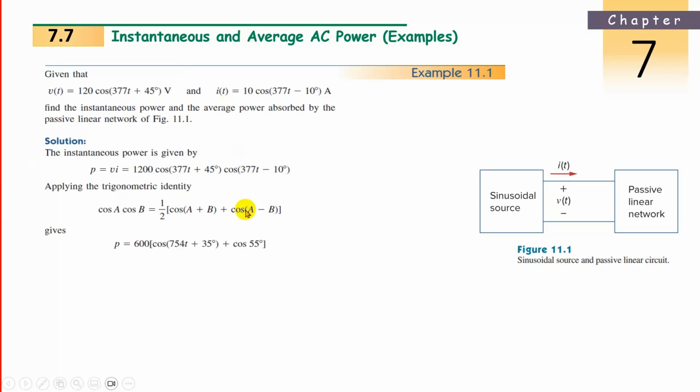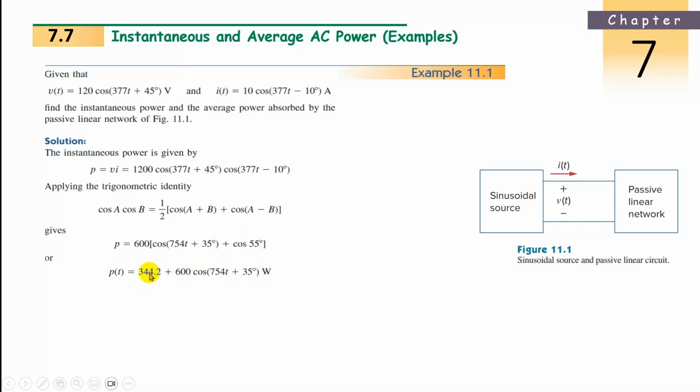Okay, 55 degrees now. So cos(755t + 35 degrees). Now substitute. P(t) is equal to 344.2 plus 600 cos 55, we know it. What is the cos 55 value? Something will come, multiply with 600. It is nothing but 344.2. The remaining 600 cos part is remaining. So this is your constant part and this is your time domain part.